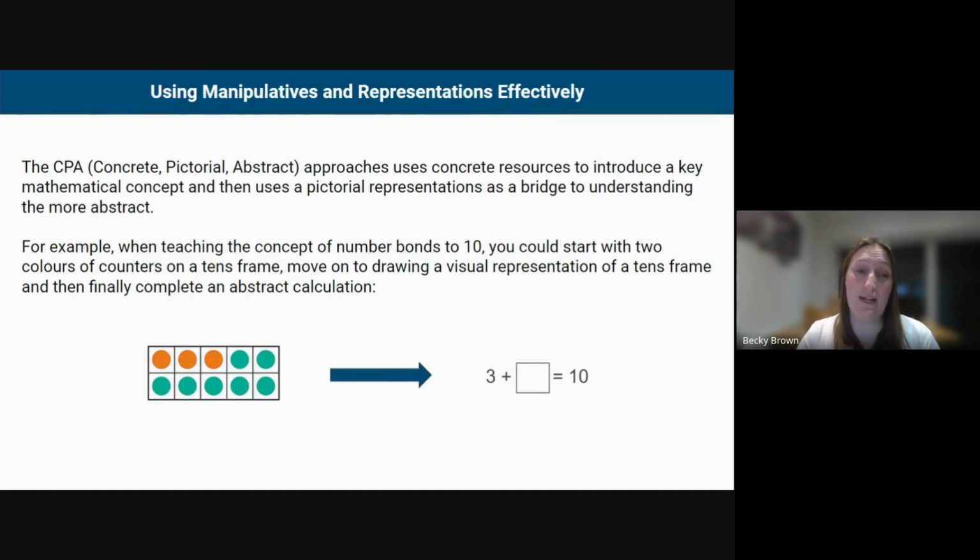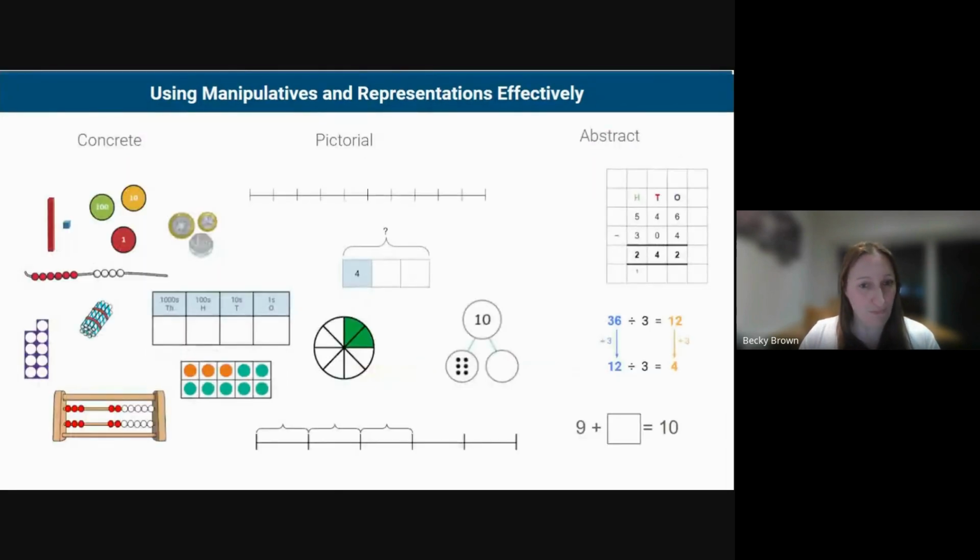So I've just put a little example there. If you were teaching number bonds to 10, so numbers that add up to make a total of 10, you might start by physically using 10 frames with different coloured counters. Then you might move on to using a pictorial representation of that, which could just be circles, and then you could move on to the abstract. And that is just one tiny example, but just to make it clear what I mean when I'm talking about the concrete, pictorial, abstract approach.